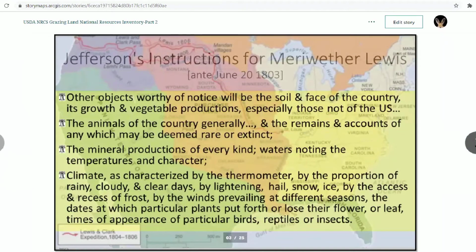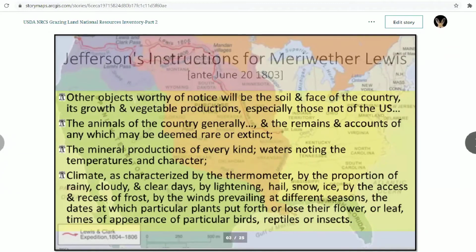Of course, they were a little large: the Western Mississippi watershed and the Columbia River watershed. Jefferson's instructions are very similar to what the NRI collects on macroplots today. The soil, the vegetable production, and he says those not of the U.S., but remember that the U.S. ended at the Mississippi River at the time. The phrase about those not of the U.S. was not invasive plants. However, the 2018 report has a section on invasive plants.